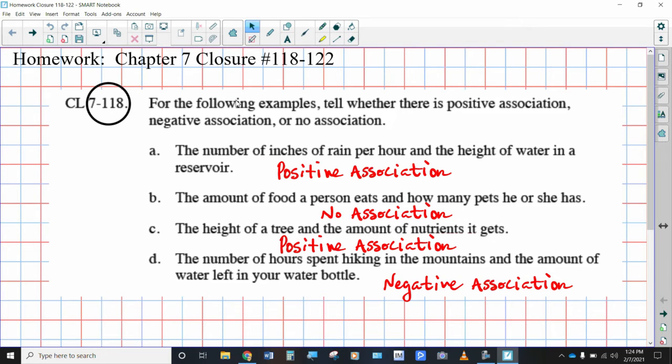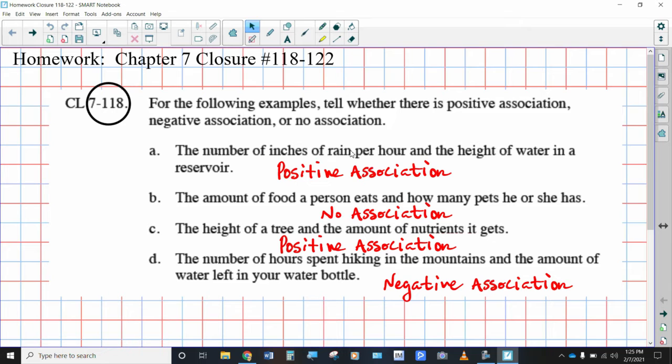So for the examples, tell whether there is a positive, a negative, or no association. Remember, if there's a positive association, that means that as your independent variable increases, your dependent variable will increase as well. So as one increases, so does the other. For the negative associations, as one increases, the other goes down. And then for no association, it doesn't make any sense. There's no way that you could show that one thing affects the other.